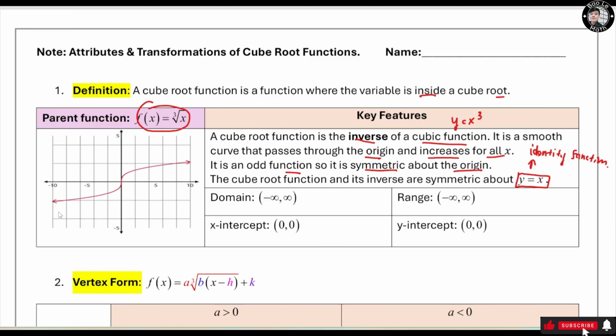The domain of the cube root function is negative infinity to positive infinity, and the range of the cube root function is negative infinity to positive infinity. The x-intercept and y-intercept are the same because it's going to pass through the origin, right?